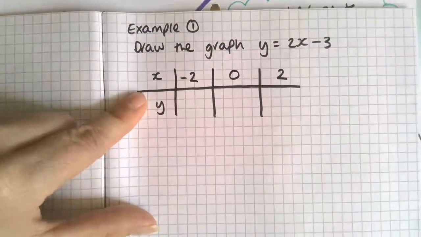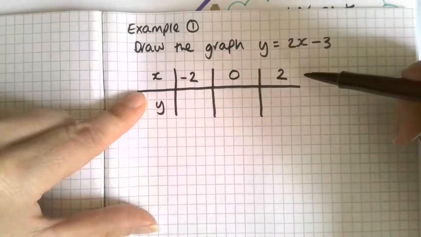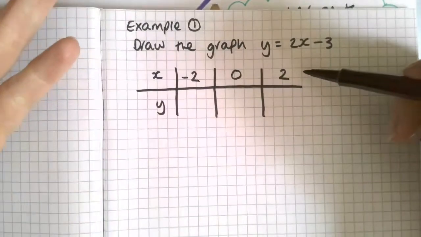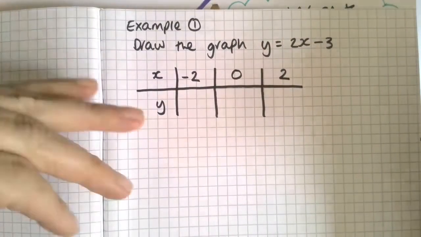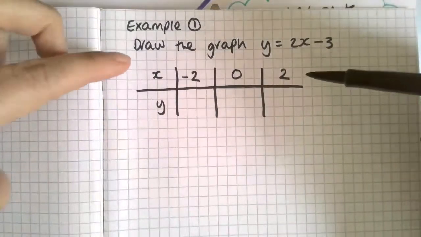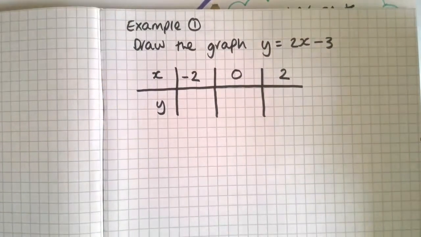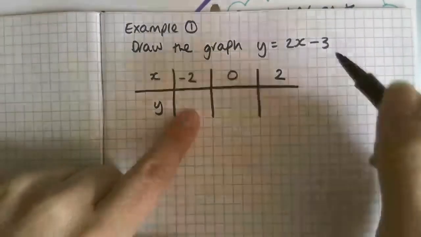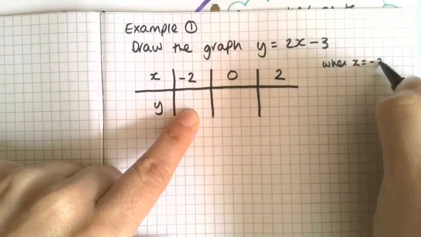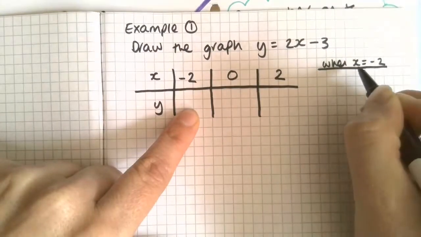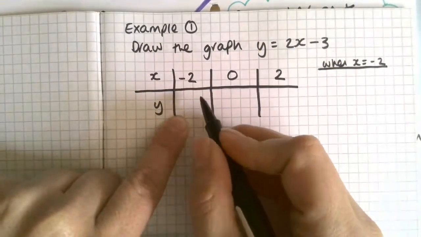Now, loads of people don't like this step because they're like, well, where did these numbers come from? But you just choose whatever values you want. Everyone in the class could choose different values, and everyone could draw the right graph, right? It's fine. Now, then I'll say, right, whenever x is -2, I need to find the corresponding y coordinate, right?